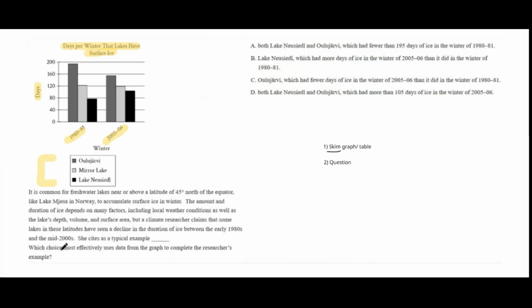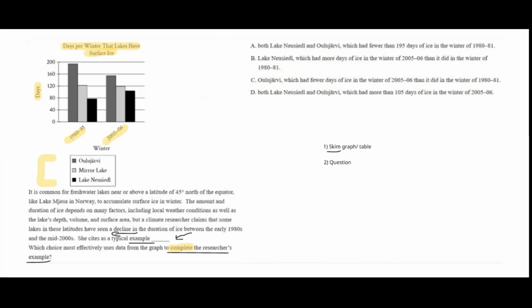Let's look at our example here. Which choice most effectively uses data from the graph to complete the researcher's example? Aha, we see complete researcher's example. And this is an important detail because it tells us that we're basically trying to complete some example which is stated by a researcher in the text. And this is good because usually when saying to complete, the example is going to be in the last sentence, like over here. She cites a typical example, and from here on we can work backwards because chances are this example is going to be in the previous sentence.